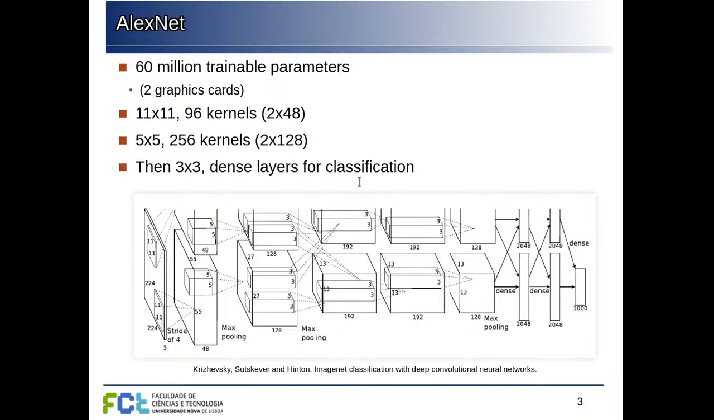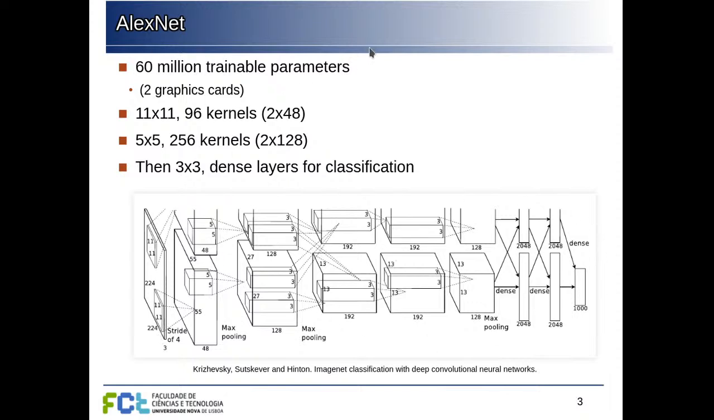The idea here was that this initial kernel of 11 by 11 was capturing a sufficiently large area of the image in order to identify relevant patterns, because if you only look at a few pixels, you probably will not find anything useful in the image, but if you look at a wider patch at a time, then you get more information. Of course, this led to a large number of parameters.